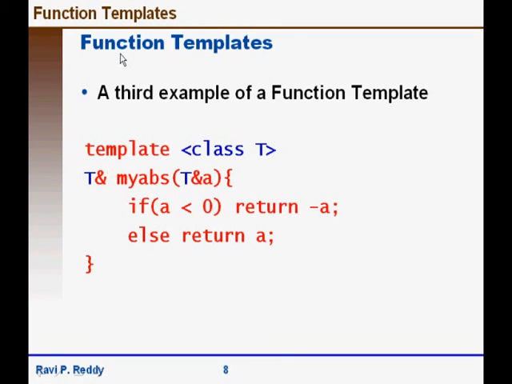Another example of a function template is given here. A function template to calculate the absolute value of a given value. The given parameter is a, which is of type T, and the value returned is also of type T. The code is very simple. If a is less than 0, return minus a, else return a.